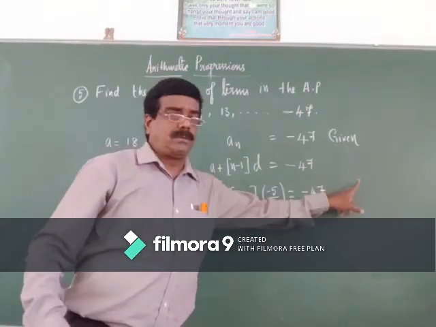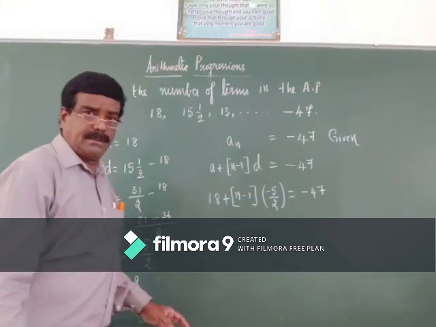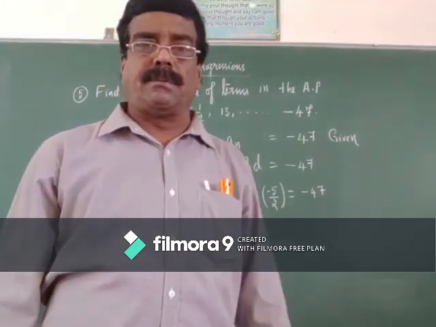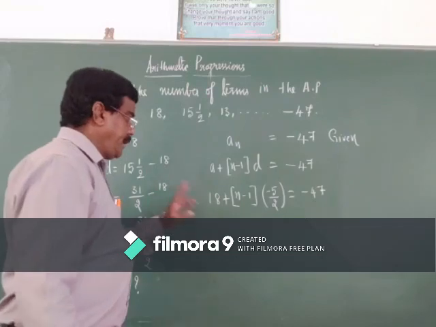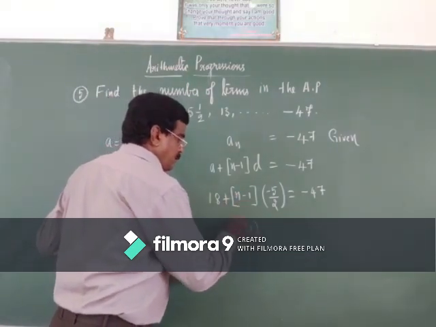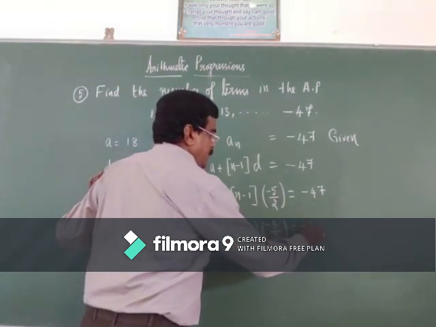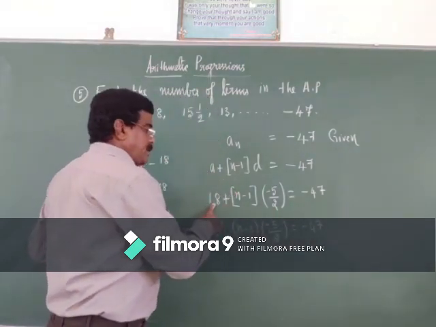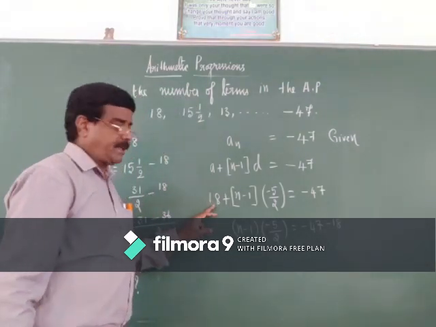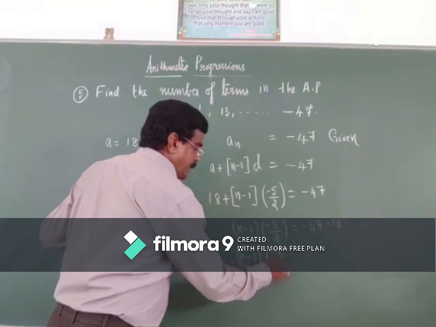Now what? Transpose this 18 to the right hand side. You should be knowing the sign changes. The sign changes means 18 becomes minus 18. That is, n minus 1 into minus 5 by 2 is equal to minus 47, minus 18. Say plus 18, if you transpose this side, it becomes minus 18. Got it? Now next step again, hold this n minus 1 into minus 5 by 2 as it is.